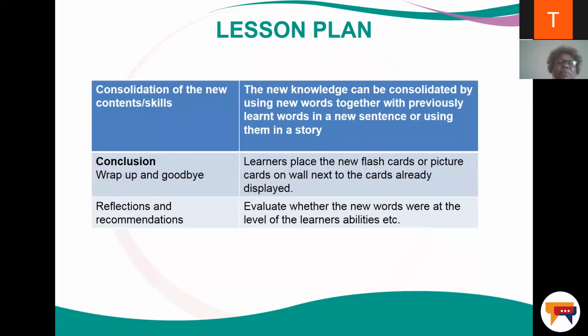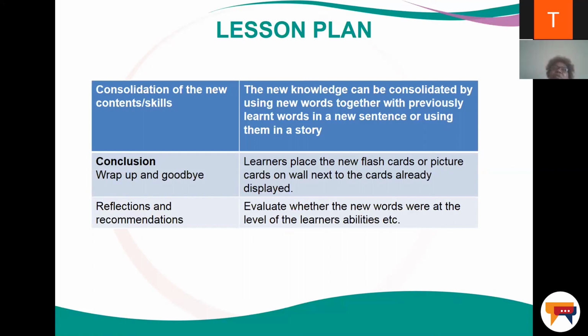Lastly, consolidation of the new content. The new knowledge can be consolidated by using new words together with the previously learned words in new sentences or using them in a story. So you can even do that. Conclusion: you wrap up and say goodbye. Learners place their flashcards on a picture card on a wall next to the cards already displayed. Reflection and recommendation: evaluate whether the new words were at the level of the learners' ability.